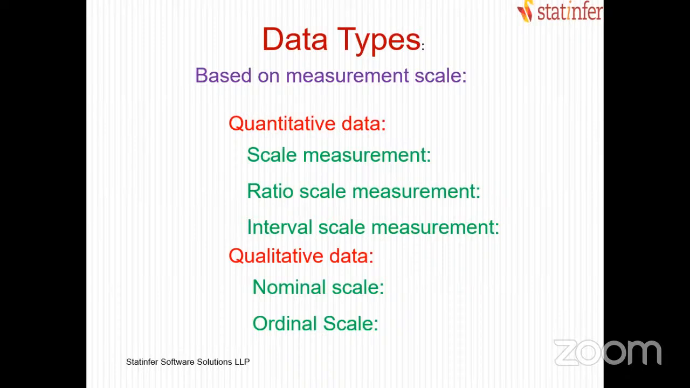Okay, the ordinal scale is the same type as the nominal scale, but it has an order. For example, what is your qualification? Illiterate, literate, SSC, undergraduation, graduation, then higher studies. These are order scales, and such types of scales come under ordinal scales. These are the measurement scales.